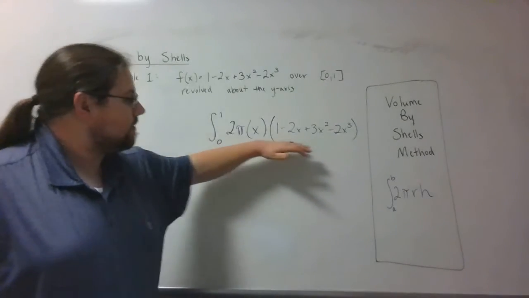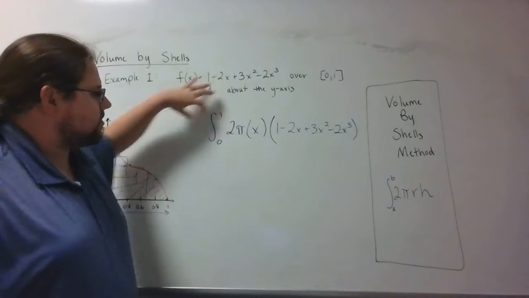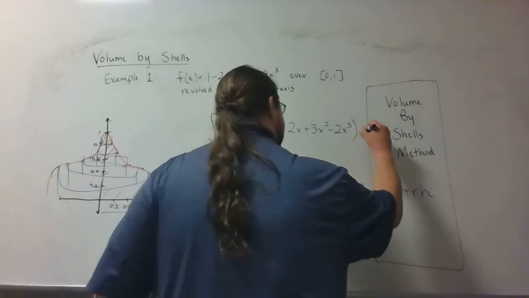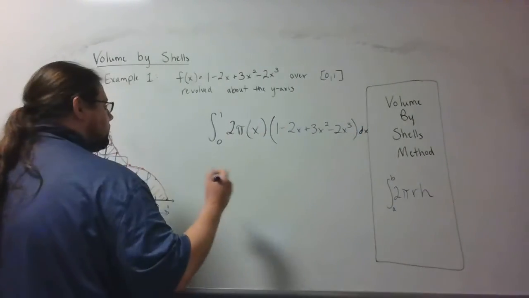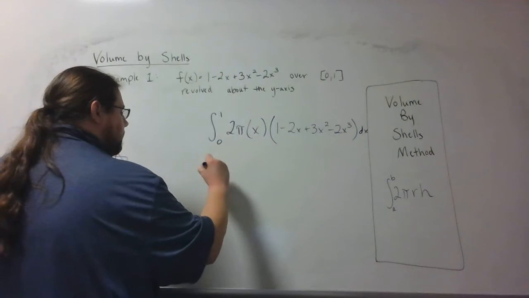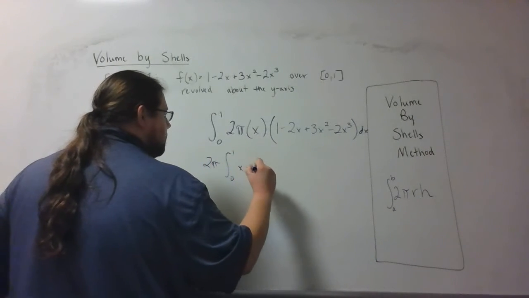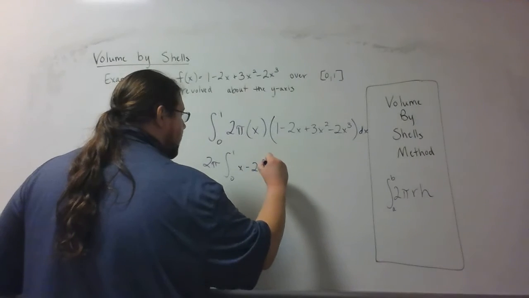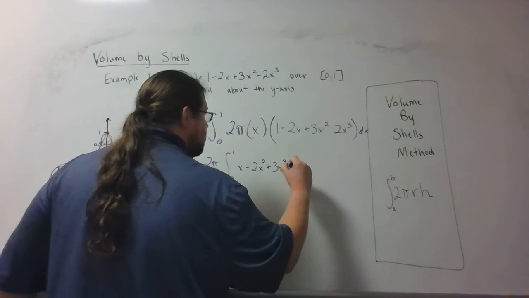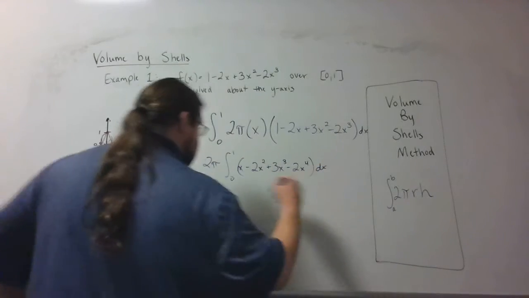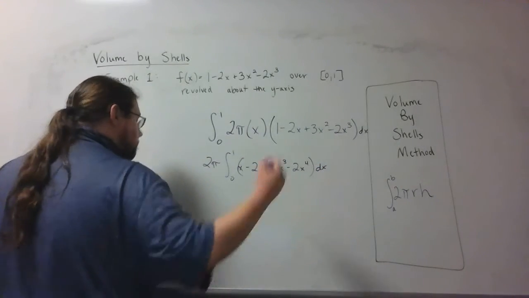So all I'm going to do here, this is a constant, 2 pi, so I'm going to take that out. Then I'm going to distribute the x and try to solve it from there. So here I go, taking out the 2 pi, then distributing the x. I'm going to have x minus 2x squared plus 3x cubed minus 2x to the 4th dx. All right, that's integrable. I can do that.